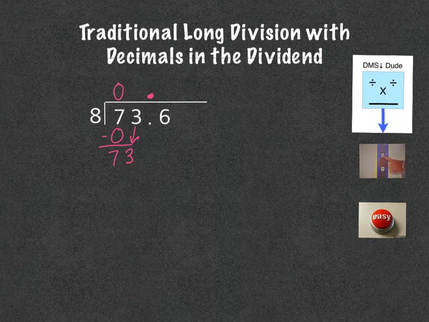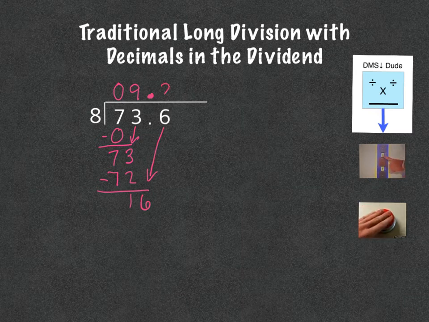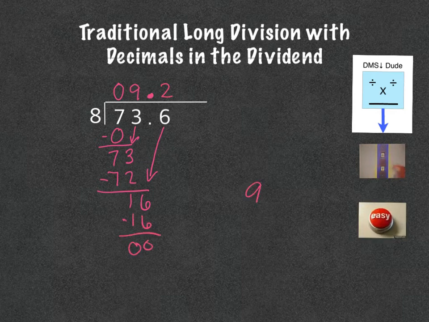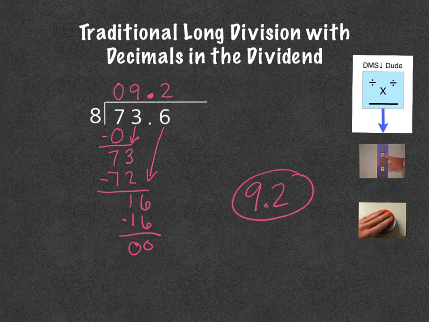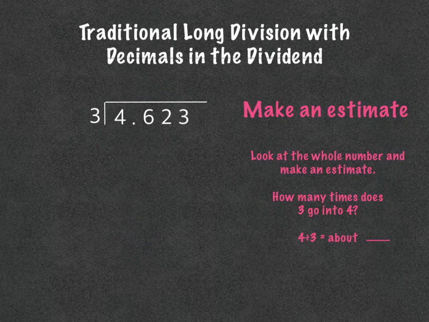Bring down my 3. 8 goes into 73 how many times? 9 times. 9 times 8 is 72. Subtract and I get 1. Bring down my 6. 8 goes into 16 how many times? It goes in 2 times. 8 times 2 is, in fact, 16. So our answer is 9.2. Now, our estimate and our answer actually match up like they are supposed to. Again, if you forgot your decimal, you would get 92, and that would not match with your estimate. That's going to be a big hint to you that you need to go back, double check your work, and place your decimal. All right, last problem.